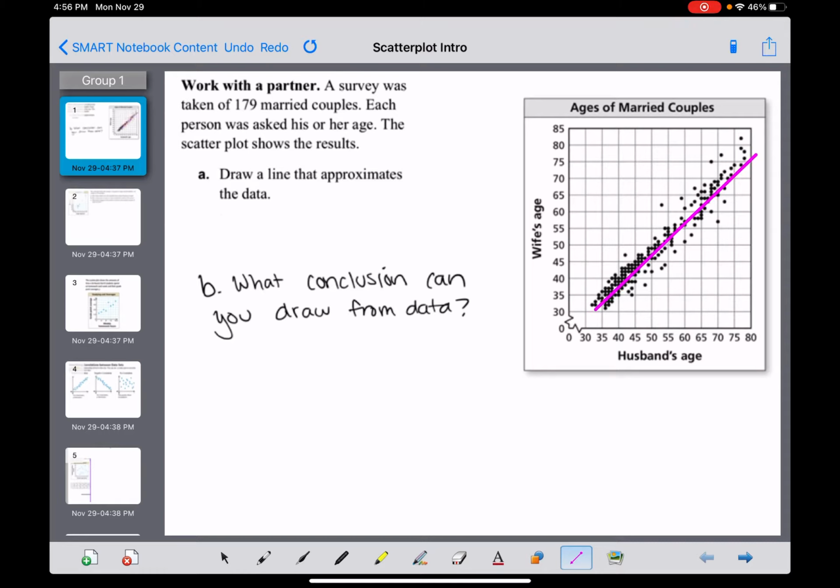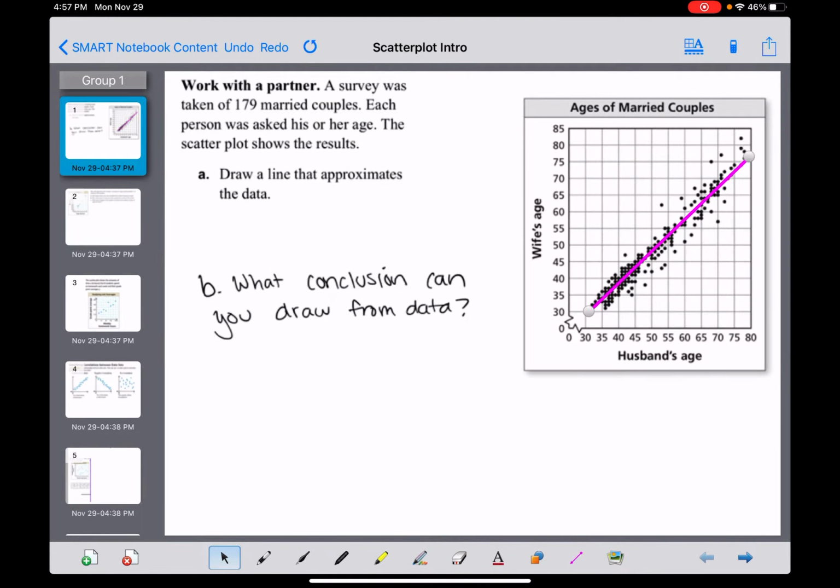So my first line, it looks like I have way more coordinates above than I do below. I like the slant of it. It seems to go with the trend of the data, but I just want to move it up slightly so it appears more even with the same number of dots above that it is below.